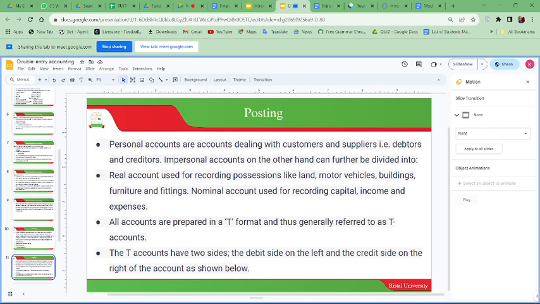So all accounts are prepared in T format. All these accounts, we prepare them in T format. That's generally referred to as T accounts. The T accounts have two sides, the debit side on the left and the credit side on the right of the account. So this takes us back to the rule of double entry that we have seen.